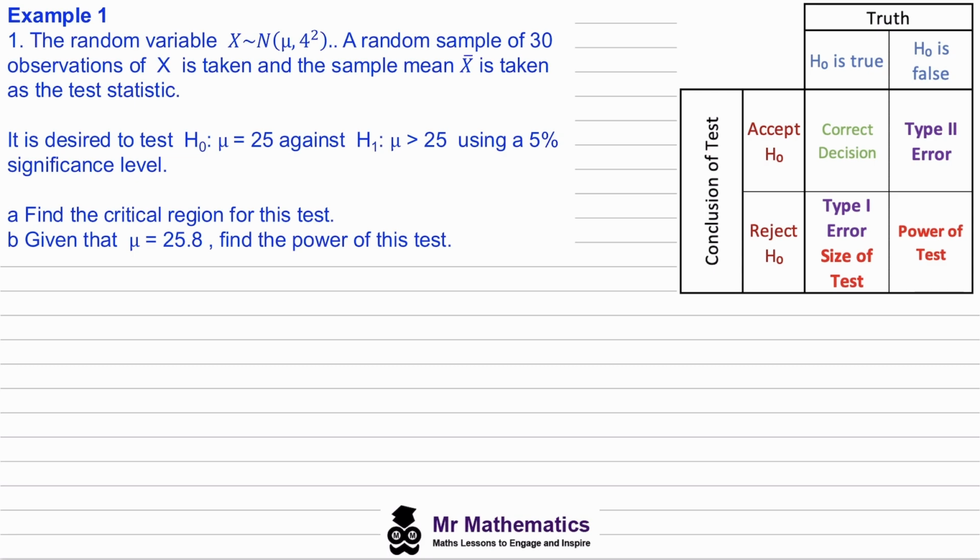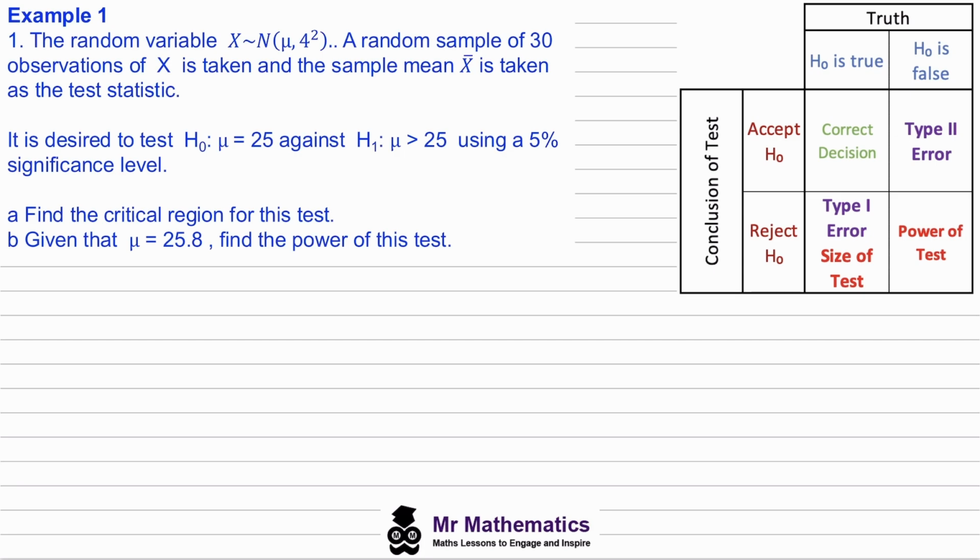In our first example, we're looking at a normal distribution where we're testing the average mu, and we're told that the variance is 4 squared. We've got a random sample of 30 observations, and we're testing the sample mean. We're testing the null hypothesis that the mean is 25 against the alternative hypothesis that the mean is greater than that, using a 5% level of significance.